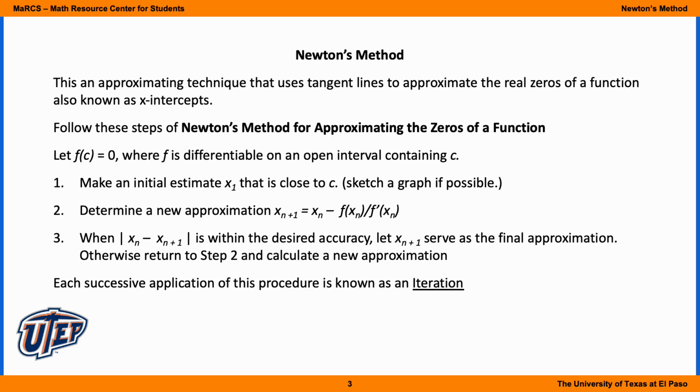The next step is that when the absolute value of xn minus xn plus 1 is within the desired accuracy, we let xn plus 1 serve as the final approximation. Otherwise, we will return to step 2 and calculate a new approximation. Each successive application of this procedure is known as an iteration.